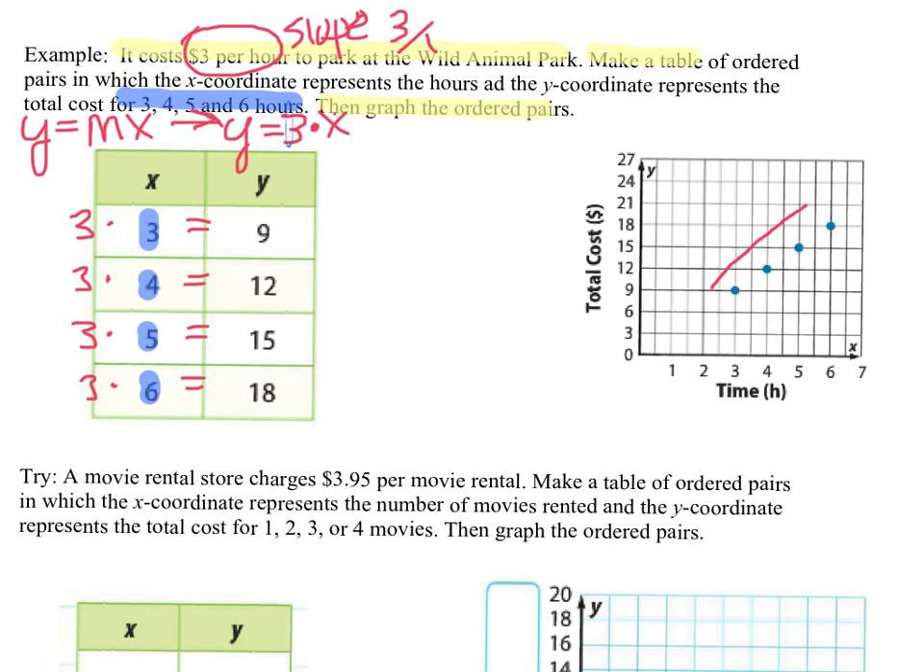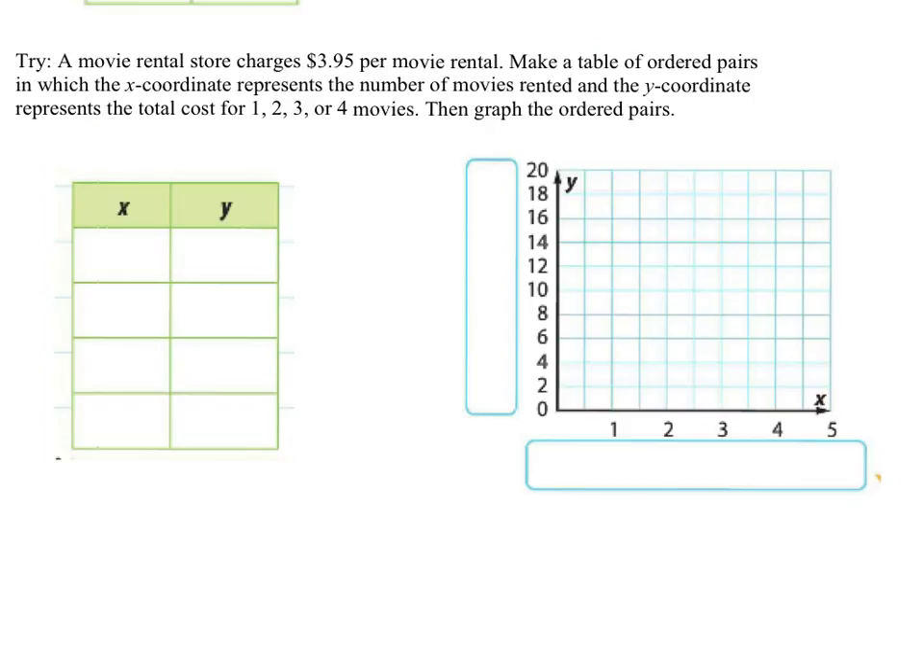And here we see the graph of those 4 points that you just created. Okay, you try this one, where you're going to make a table of ordered pairs, where the x-coordinate is the number of movies rented, and the given values for x will be 1, 2, 3, and 4. From there, you need to calculate the y-coordinate, creating the equation of the line, substituting in slope, and doing the arithmetic. Then graph the ordered pairs.